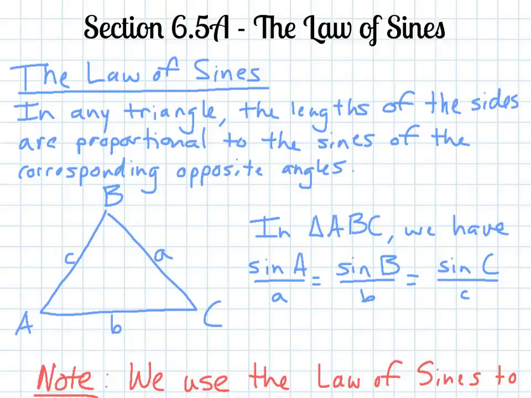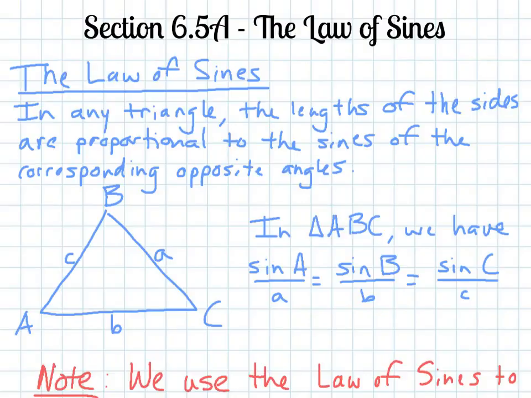Today's lesson, section 6.5a, the law of sines. Obviously here we're going to talk about the law of sines. Now the law of sines is used when we are solving triangles that don't have any right angles. So these triangles are going to be weird and oddly shaped, have different degree angle measurements, have obtuse angles.